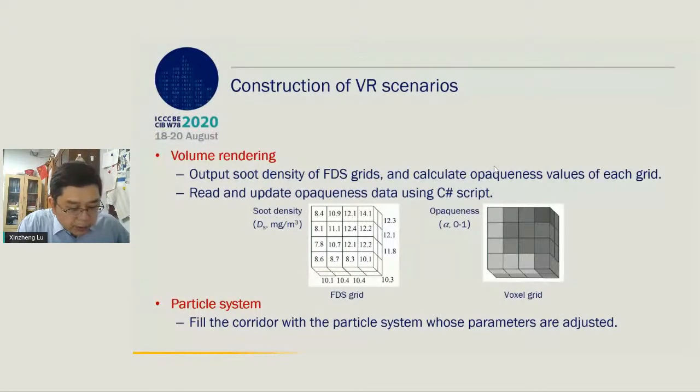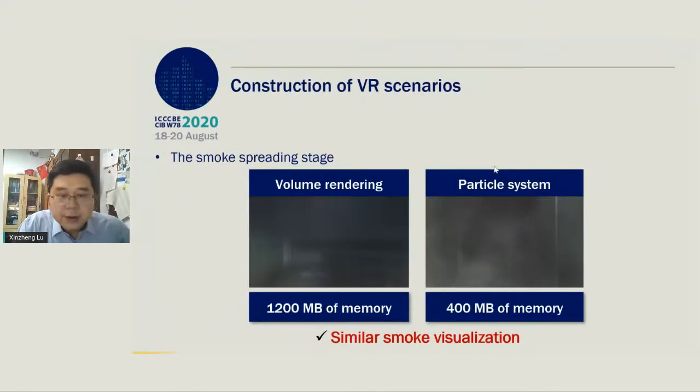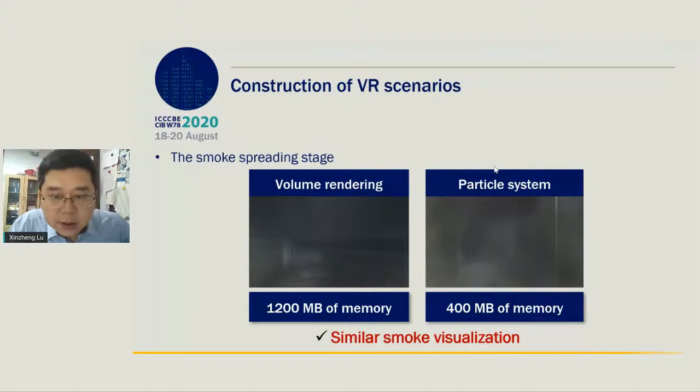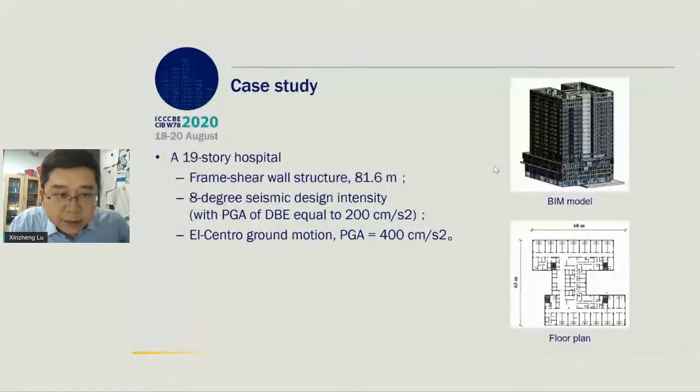For the volume rendering, we output the smoke density from the fire simulation software FDS and calculate the transparency of each grid. And for the particle system, we just adjust parameters, following the grid. For example, take a 400 cubic meter space. If we use volume rendering, it will take 3 times the memory compared to the particle system, but the visualization is similar. So using this combination, we can save memory and have higher performance.